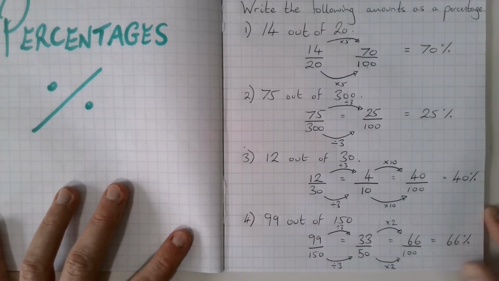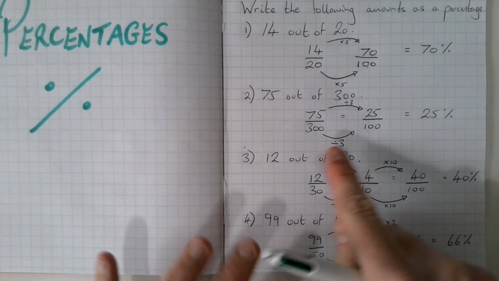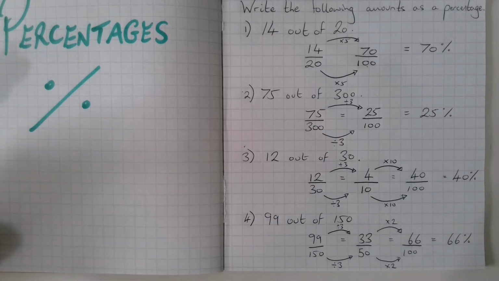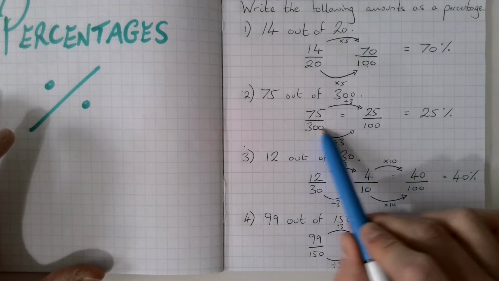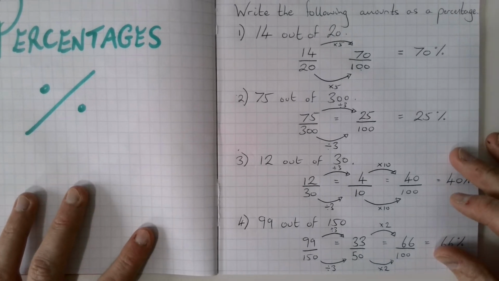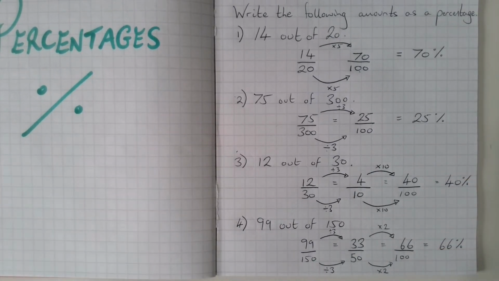Now it's worth pointing out that in all of my steps here, getting from one fraction to another, I've always used times or divide. I can't add or subtract to get from one fraction to another. I always need to multiply or divide. So these are my 4 examples for non-calculator percentages.